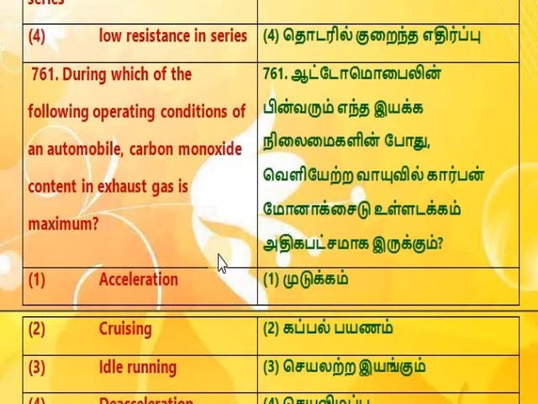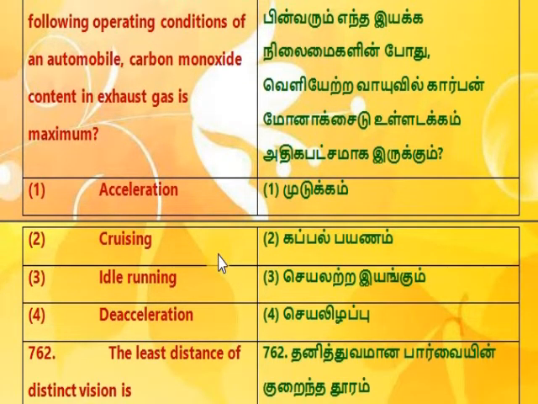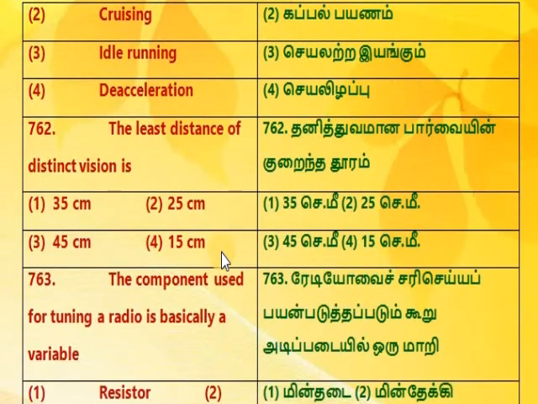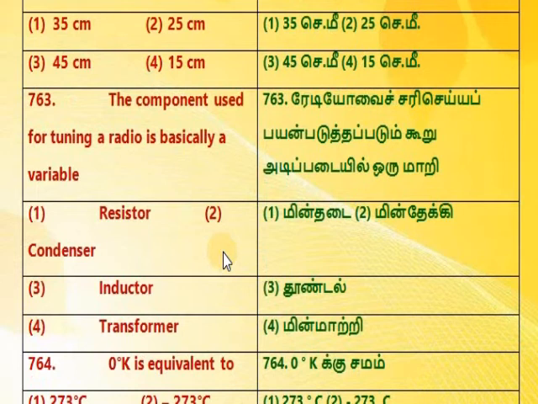761. During which of the following operating conditions of an automobile, carbon monoxide content in exhaust gas is maximum? 1. Acceleration, 2. Cruising, 3. Idle running, 4. Deceleration. 762. The least distance of distinct vision is 1. 35 centimeters, 2. 25 centimeters, 3. 45 centimeters, 4. 15 centimeters.